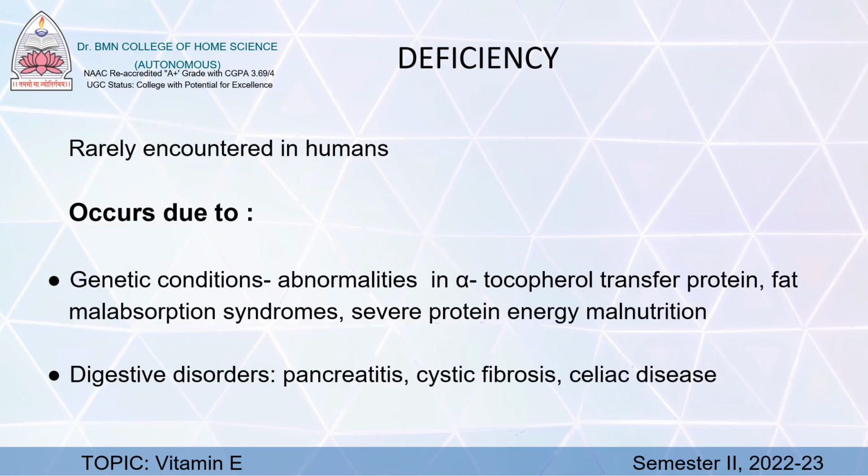Deficiency: Vitamin E deficiency is rarely encountered in humans as it is found in a variety of food and supplements. Deficiency may occur as a result of certain genetic conditions such as abnormalities occurring in alpha tocopherol transfer protein, malabsorption syndromes, or in severe protein energy malnutrition. Secondly, people who have digestive disorders or do not absorb fat properly, for example in pancreatitis, cystic fibrosis, celiac disease, can develop vitamin E deficiency.